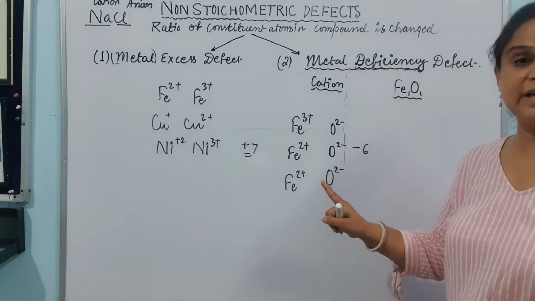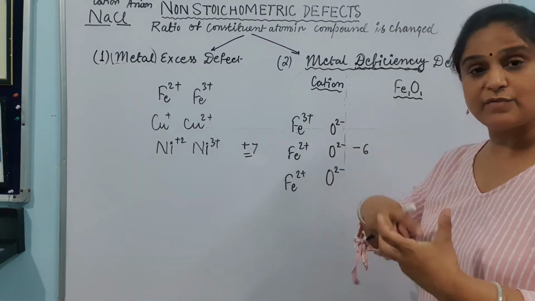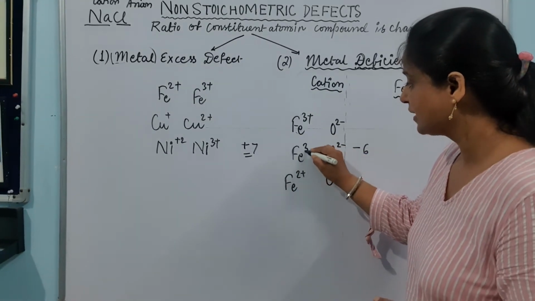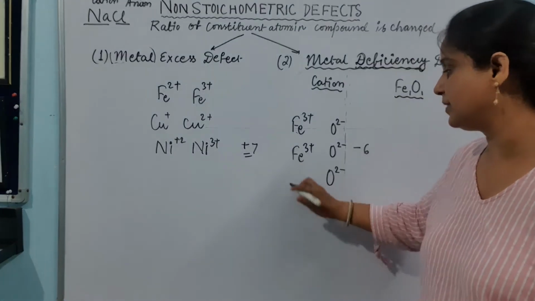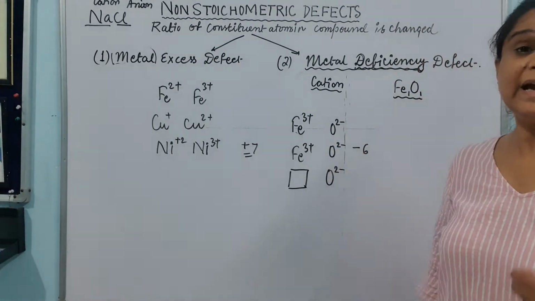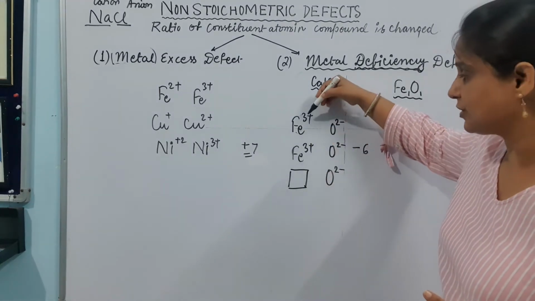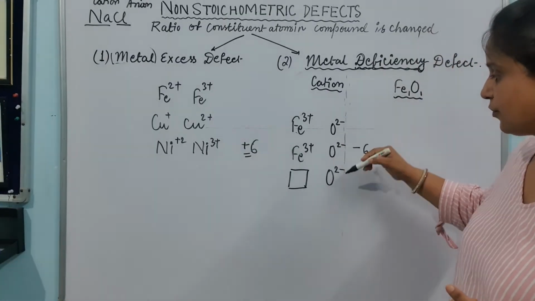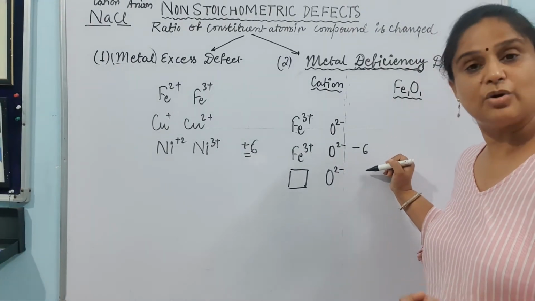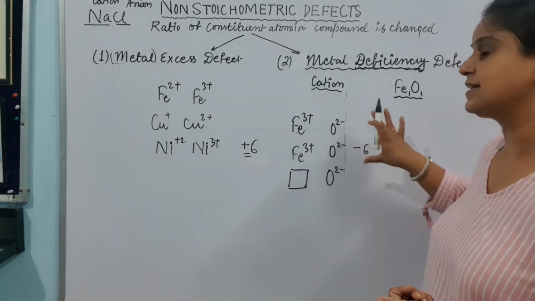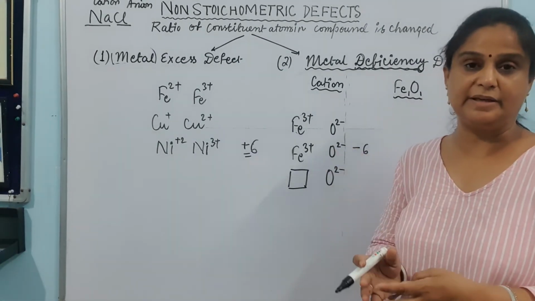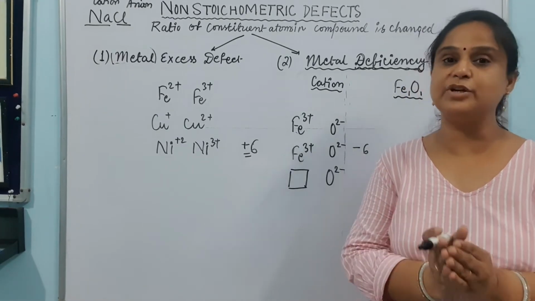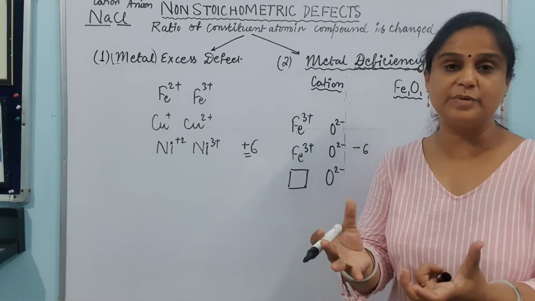Just to maintain the neutrality of the crystal, what arrangement will be done by the crystal? One more Fe+2 will be replaced by Fe+3 and one of the ferrous ions will be moved out, and this will maintain the neutrality. Look at the ions, plus 3 plus 3, total charge plus 6, 1 2 3 4 5 6. In this we are not making any changes in the oxide ion, but the neutrality of the crystal is the main priority. So we are going to make sure that the crystal is being neutralized. The plus charge should be equal to the minus charges. No charge should be there on the crystal.